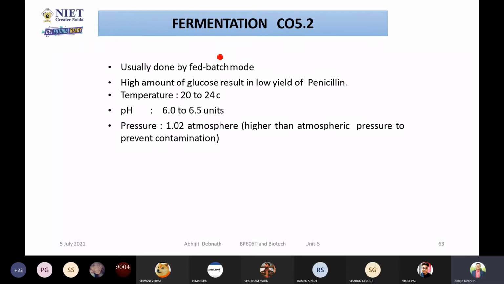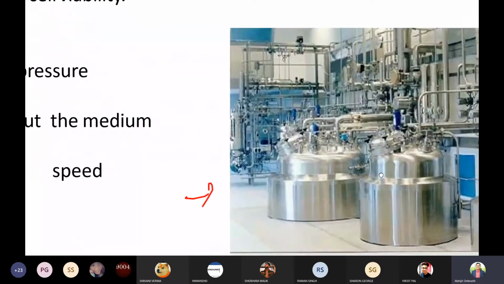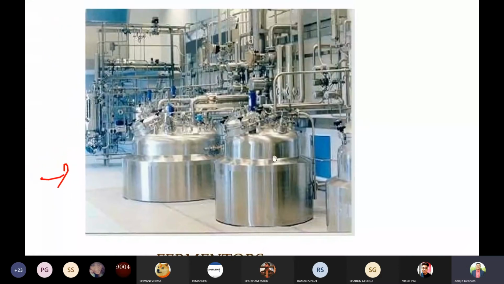These are the various parameters. All of you have already seen the temperature and the pH, including the pressure, and the batch. You can go with the fed-batch mode, as a high amount of glucose is actually needed for the production of penicillin. So here you can see the various fermenters. Very beautiful pictures are here. You can see. So यहाँ पे जो है सारा activity in this big fermenter will happen.